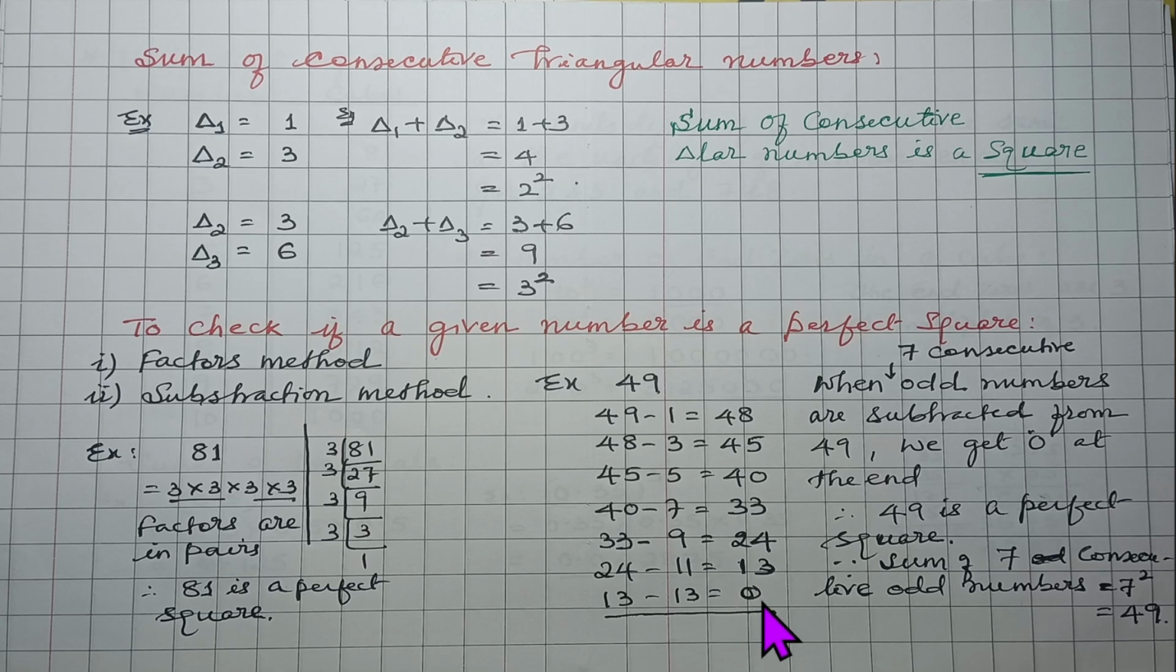Ultimately, when we go down the subtraction, we get 0. We have gone 7 steps down. Rather, we have subtracted 7 times, and therefore 49 is 100% the square of 7. Therefore 49 is a perfect square. So please remember that. When odd numbers are subtracted successively from any given number, and if we get 0 at the end after the steps of subtraction, then 100% it is a perfect square number.